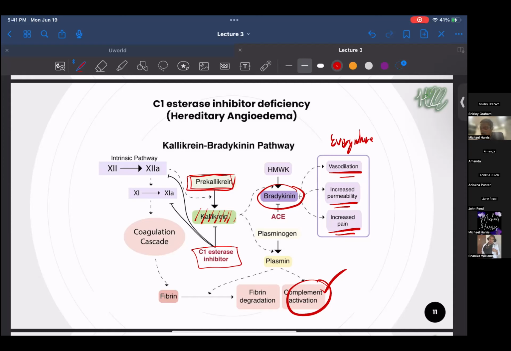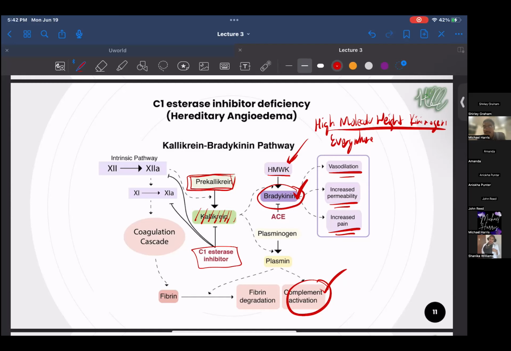Okay. However, the big thing kallikrein does is that he takes high molecular weight kininogen. That's what this is. High molecular weight kininogen, and turns it into bradykinin. Bradykinin is the guy that goes and does everything that we have here. Okay. Any questions on that? No. Perfect. Now, here's the next thing.